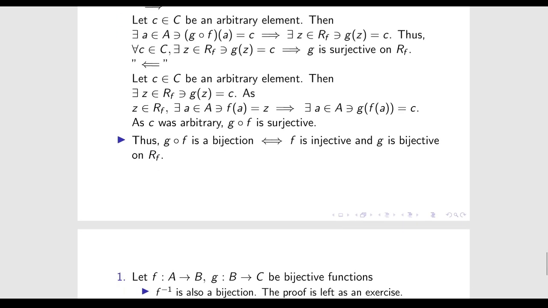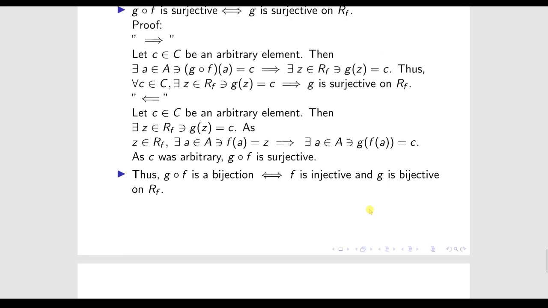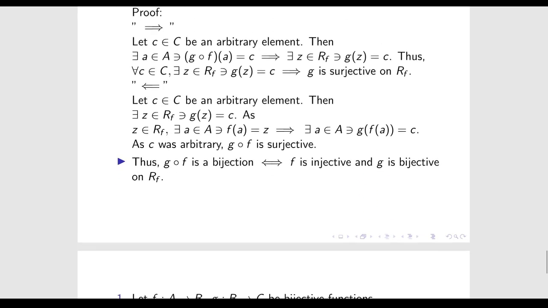An exercise for you, rather it is actually done. Thus the g of f, the composition function, is a bijection if and only if f is injective and g is bijective on the range of f. This is the result one can obtain by combining the above two results.